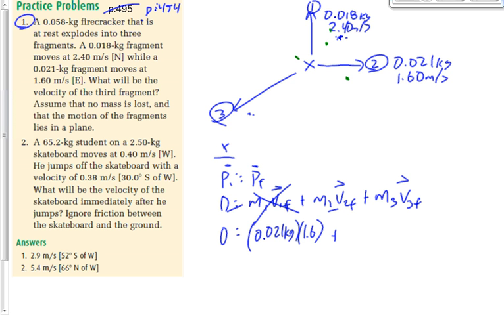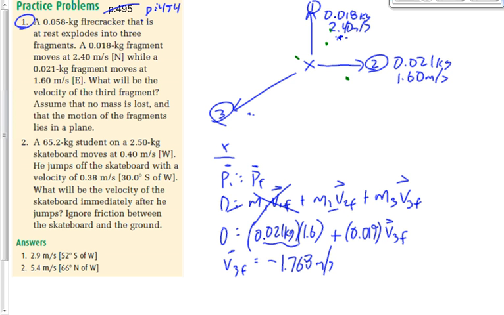M3, we don't know its value, but as in our example problem that we had yesterday, we're just going to do a little subtraction. 0.058 minus 0.018 minus 0.021 gives me, what is that, 0.019? Is that right? Times V3F. Anyone have a value for V3F there? Someone's got to have that. Negative 1.768. Negative because this goes over to the other side by subtracting, right?